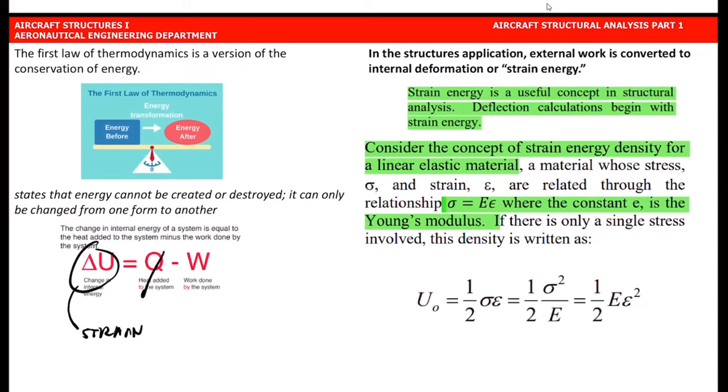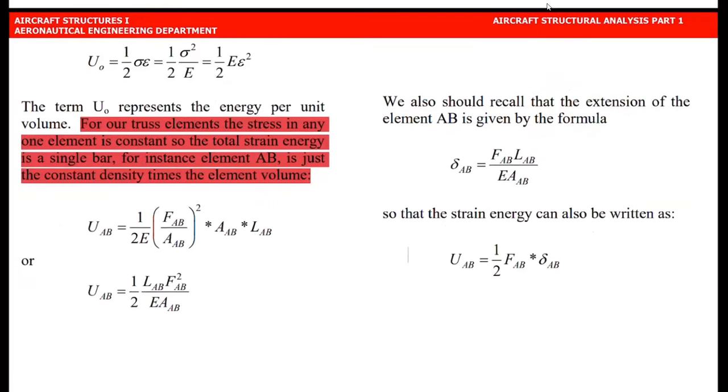Okay, that strain energy is what Castigliano proved. So, strain energy is a useful concept in structural analysis. Deflection calculation begins with strain energy. So you have your formula there, as you can see. So the U there is what? The strain energy. E is the modulus of elasticity or Young's modulus. And ε is the deformation, or the strain, of the material. Okay, so moving on, U represents the internal energy per unit volume.